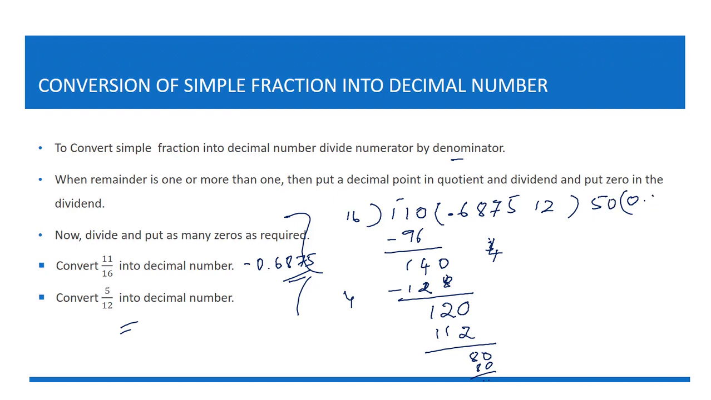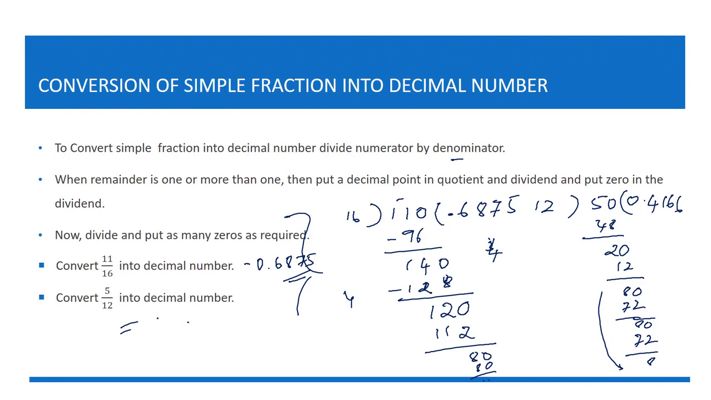12 4s are 48, right? 48, so I'll get 2 remainder. So again I can take 0, right? 12 1s are 12, right? 8 remainder, right? Again I will take 0. 12 6s are 72, right? So 8 remainder, again I'll take 0. 12 6s are 72, so 8 remainder. It will go continuously, so you can stop anywhere after 2 or 3 decimal points.